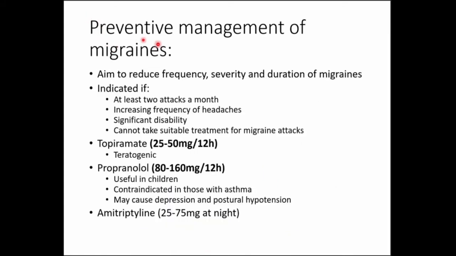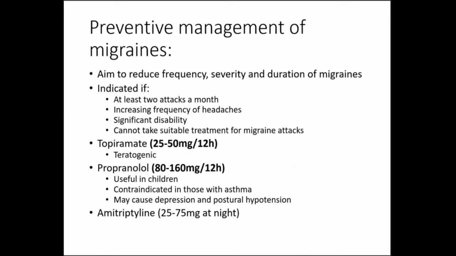There's also preventative treatment for migraines. This is given with the aim to reduce the frequency of migraines, the severity, and the duration. So you would use these factors in order to determine whether or not your patient is responding to treatment. The preventative management is indicated if they have at least 2 attacks per month, if there's an increase in frequency of the headaches, and if they have significant disability because of the headaches, or if they cannot take suitable treatment for the acute attacks. So different drugs which may be given include topiramate, propranolol, and amitriptyline.